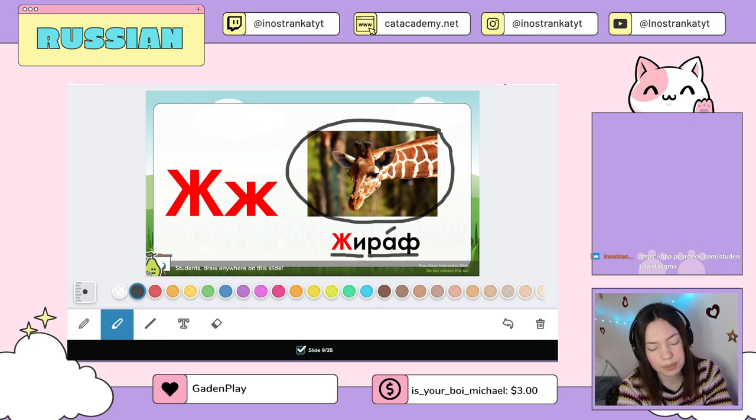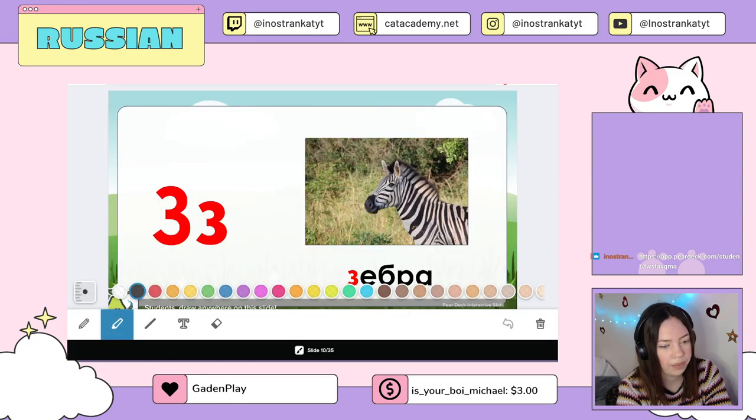Again, it's a pretty unique sound, and you can make an analogy that you haven't heard this sound much in Latin languages. The closest would be j, but it's still different. J is a little bit softer.